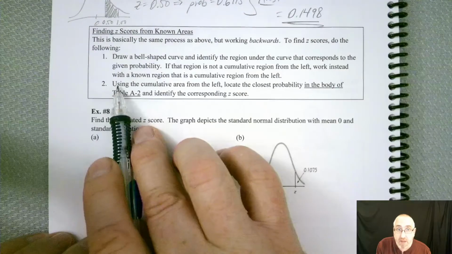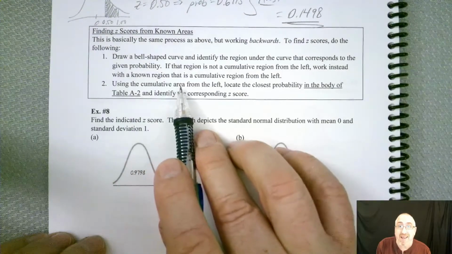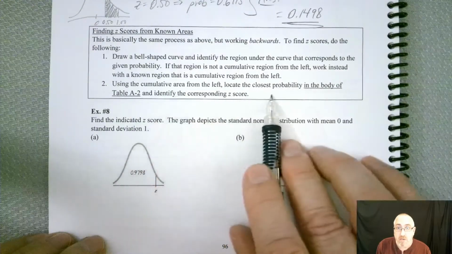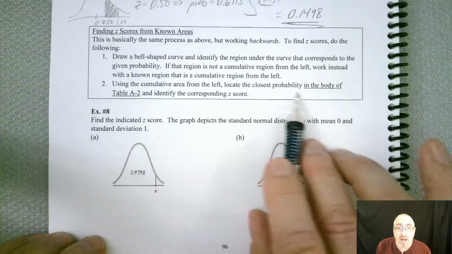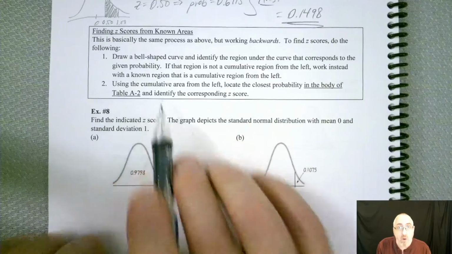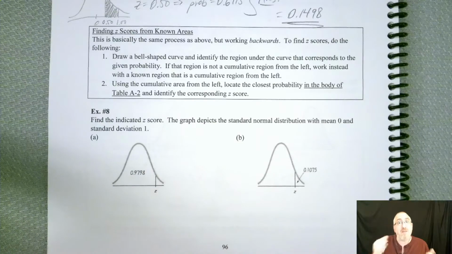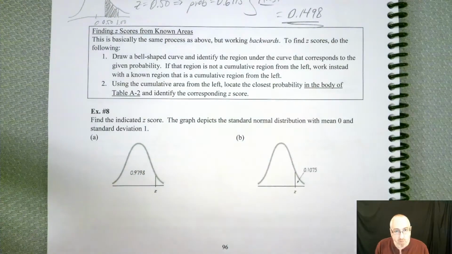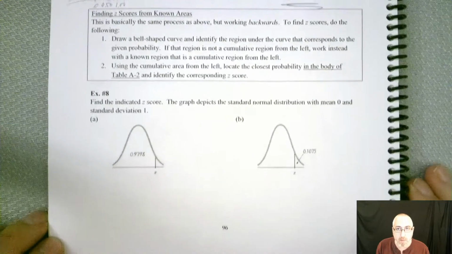Once you've done that, then you want to use the table in reverse. So you first have to find the probability in the body of the table, and then you work your way out to the edges to find the z-score. So it's a little clunky, but hopefully you'll see what I mean once we do a couple problems.